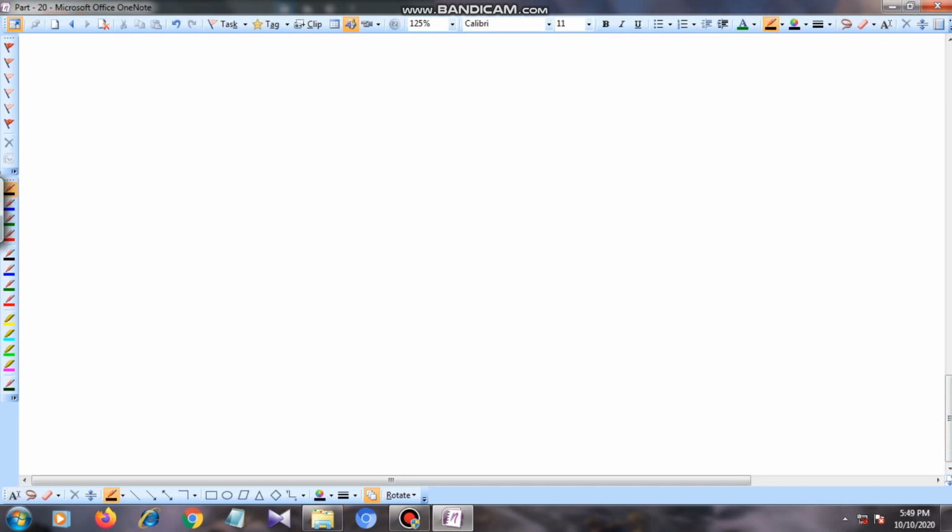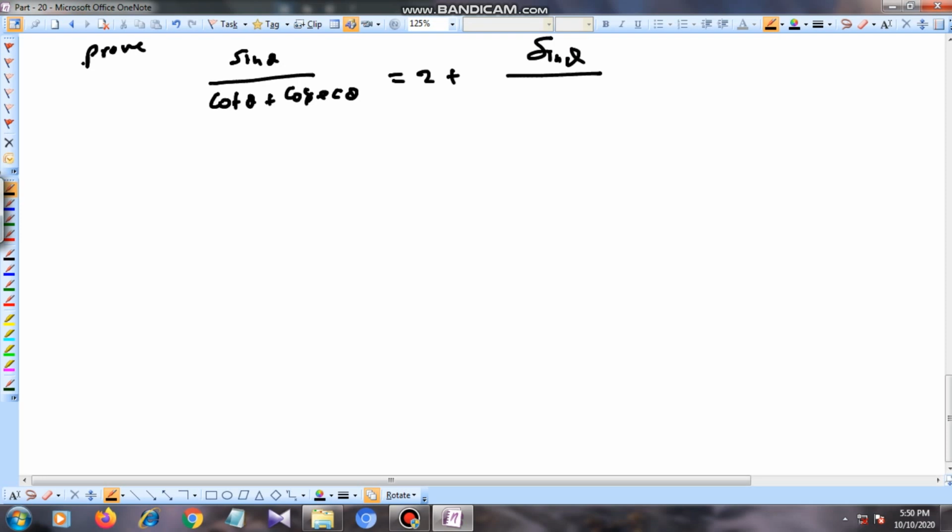Our next identity is: prove that sine theta upon cot theta plus cosec theta equals 2 plus sine theta upon cot theta minus cosec theta.